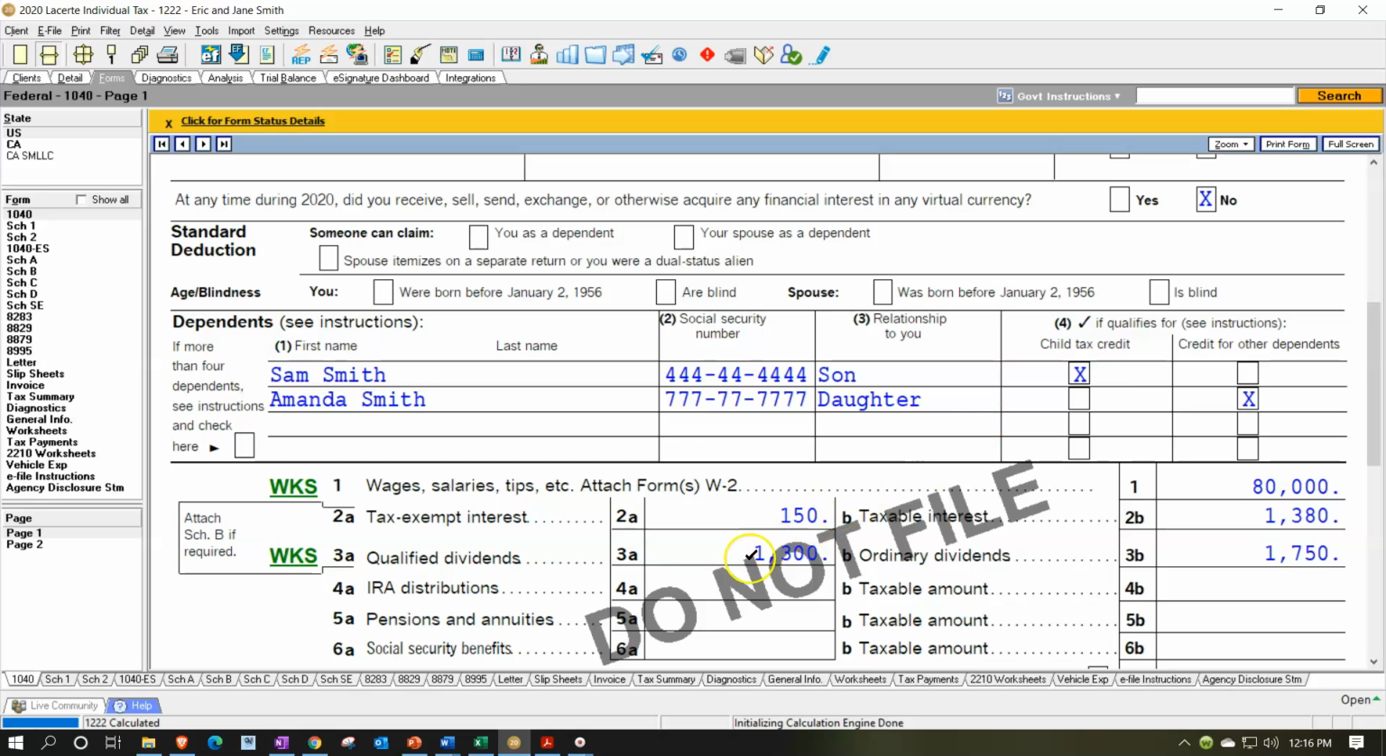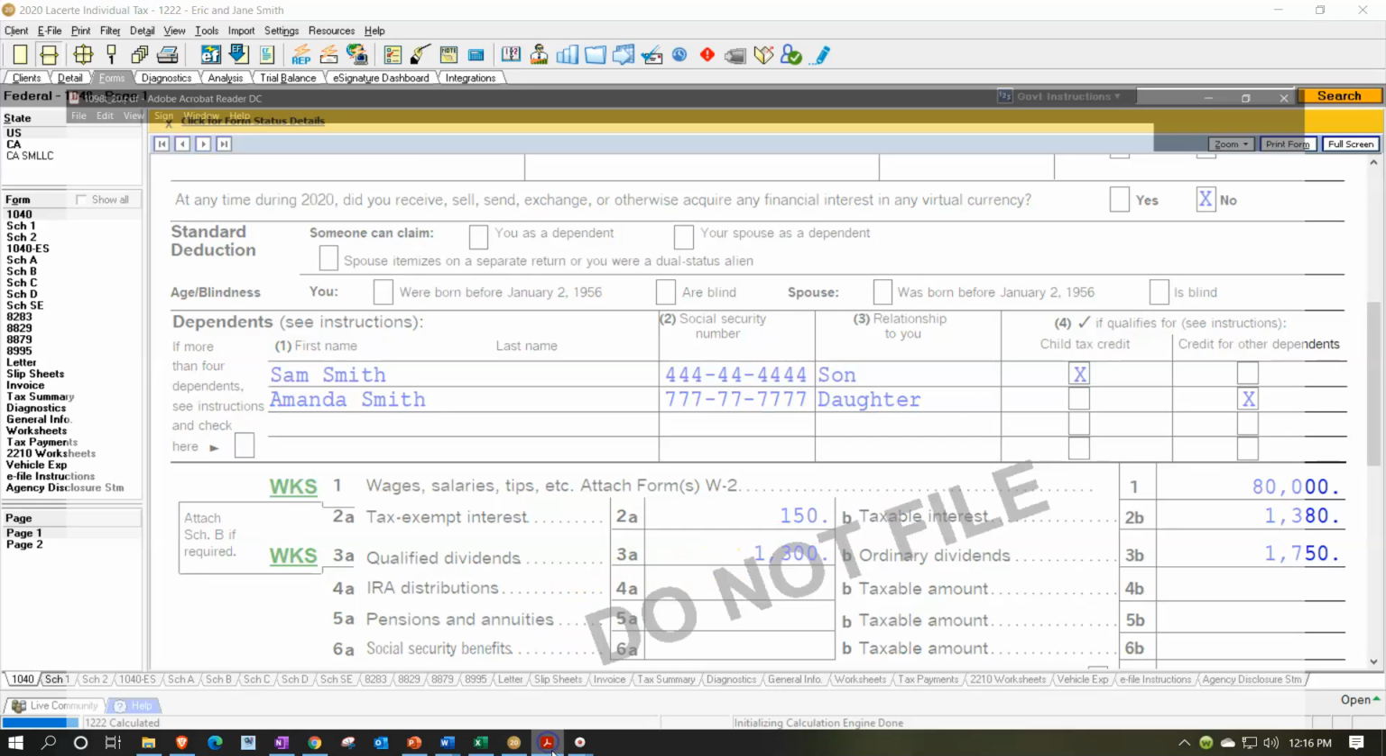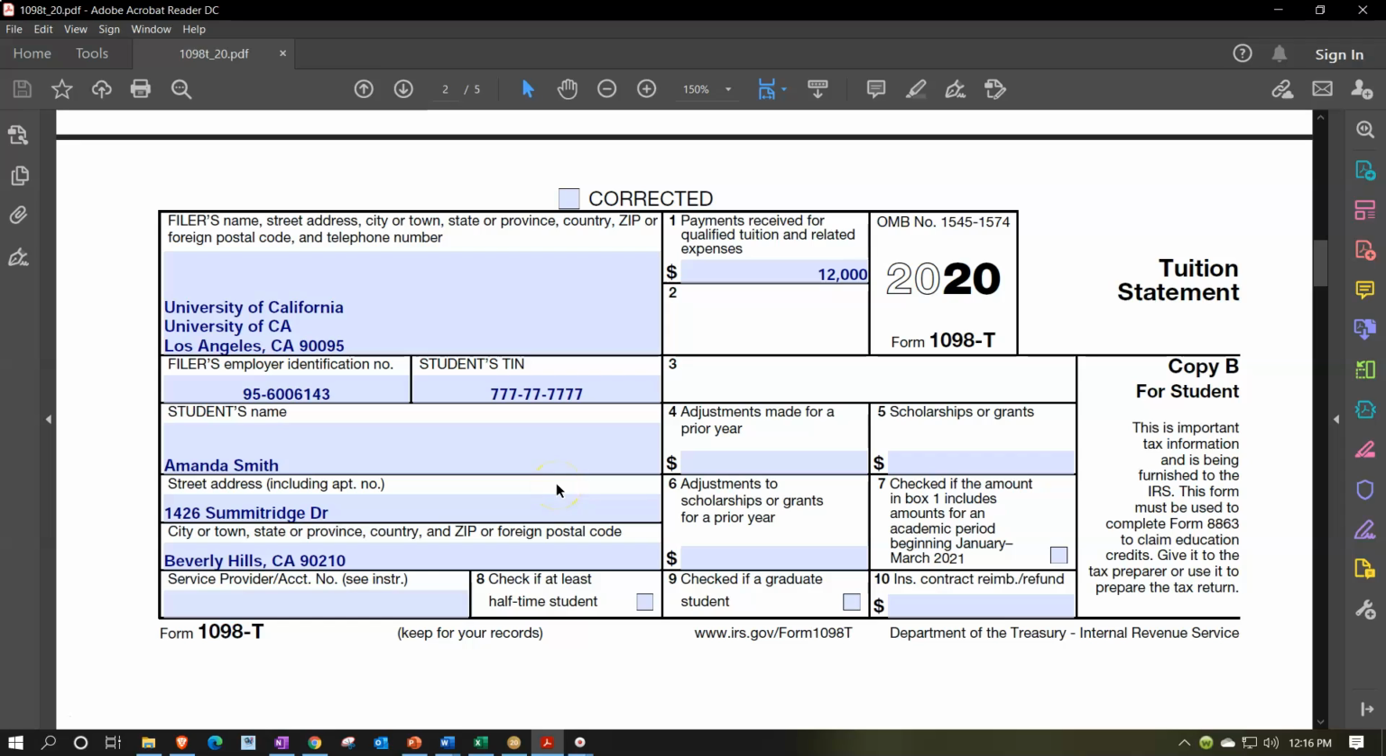And we're going to say, yeah, we're going to get a form for that. The typical form is going to be a 1098-T generally. And so we got our 1098-T from the University of California here, we're going to say. We're just making this up, obviously, for Amanda. And then we got the tuition payments of the $12,000. So we're going to be adding that then.